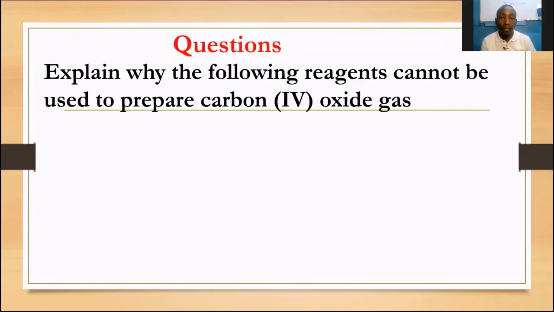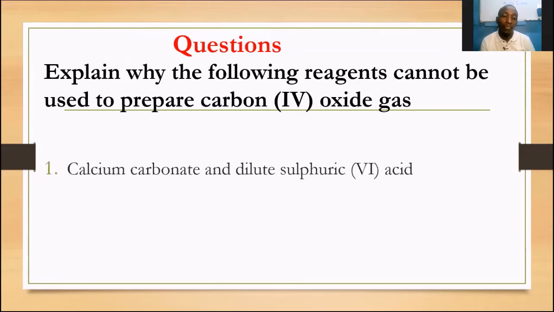Explain why the following reagents cannot be used to prepare carbon four oxide. Calcium carbonate and dilute sulfuric acid. Why can't we use that? A reaction that will lead to formation of an insoluble salt, like this one, is not appropriate. In this case, calcium sulfate will be formed and it will cover the calcium carbonate, and the reaction will stop after a short time.